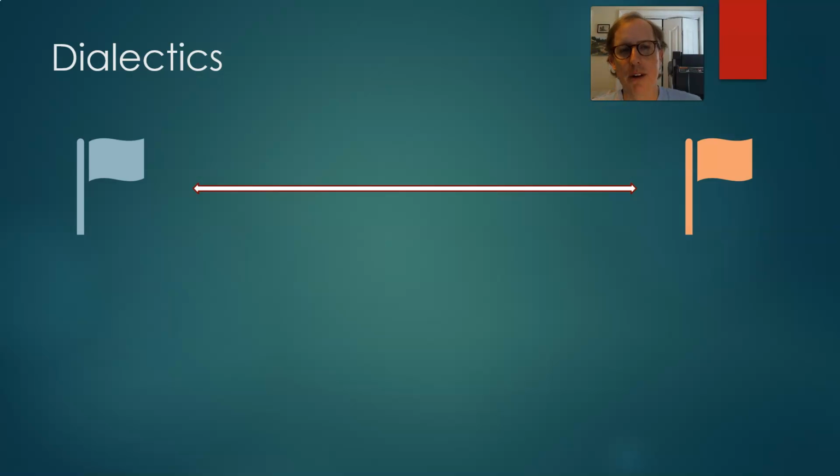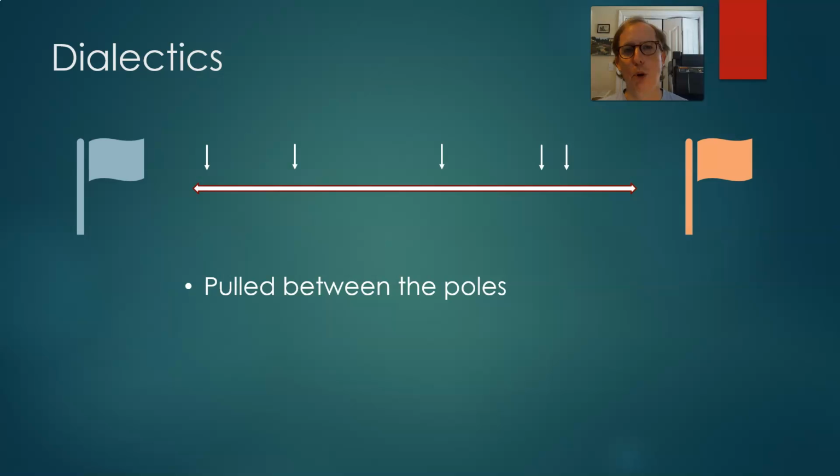We're going to talk about a series of dialectics, about things where you may be more the blue flag, more the orange flag. But it's not that you're necessarily the blue flag or the orange. You're more here or here or here, different places on that continuum. And in fact, you're pulled between these two poles. You're pulled between two competing needs. We're going to talk about those needs in a moment. Two competing needs, you're pulled between them.